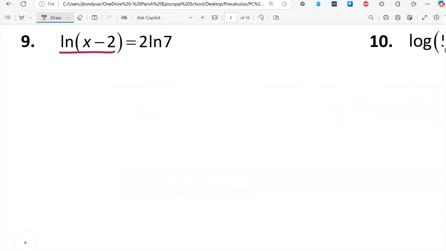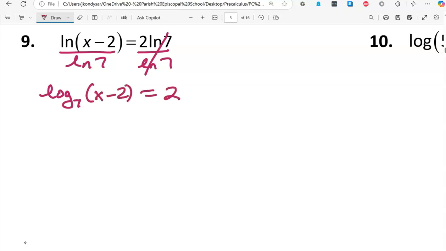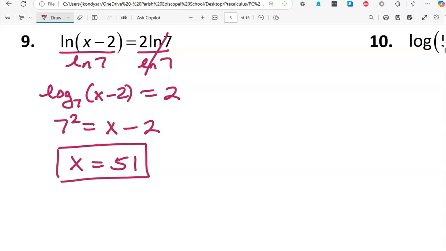In number 9, I'm going to divide both sides by the natural log of 7, and then we can cancel that factor there. And then we have what looks like the change of base formula on the left side. So the base, when written in its original form, would be 7. Log base 7 of x minus 2 is equal to 2. Written in exponential form, that's 7 squared is equal to x minus 2. Since 7 squared is 49, adding 2, x is 51.